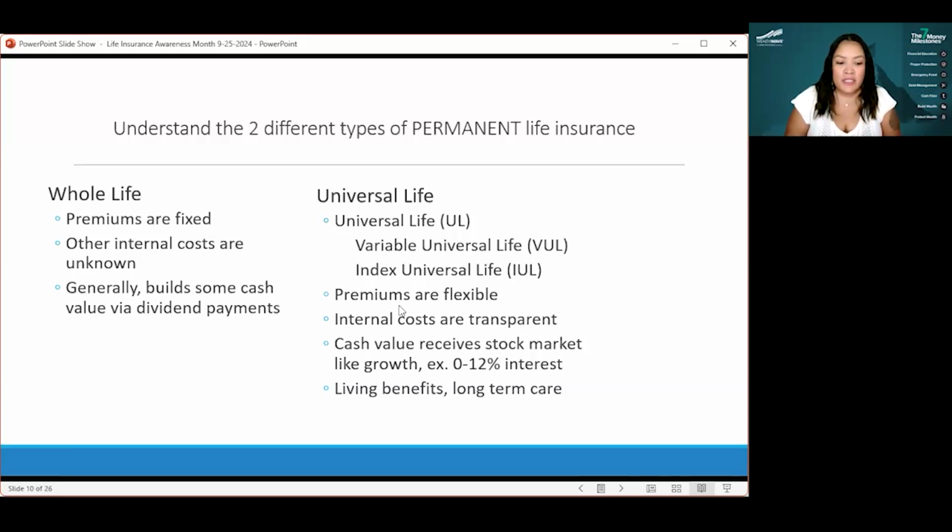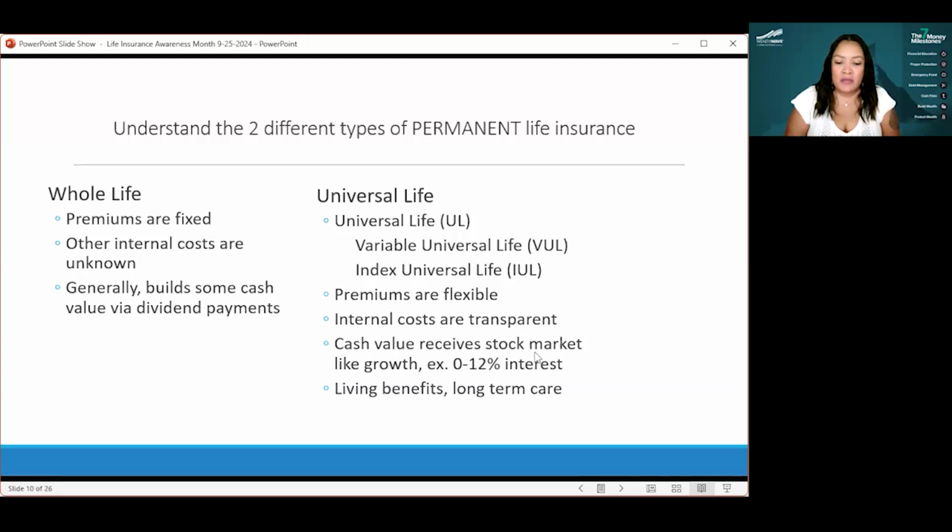Your premiums are flexible because you have some cash value. You might be able to skip a couple payments. You can stop paying for a little while, if you have some cash built inside the policy where you can get to a point to do that. And then you can start resuming payments again. Your internal costs are transparent. So we're able to go and see, okay, if I'm paying $100 a month, how much of that $100 is for my actual cost of insurance? How much of that goes to the company? How much of that is an administrative fee? We can actually see the breakdown of those costs.